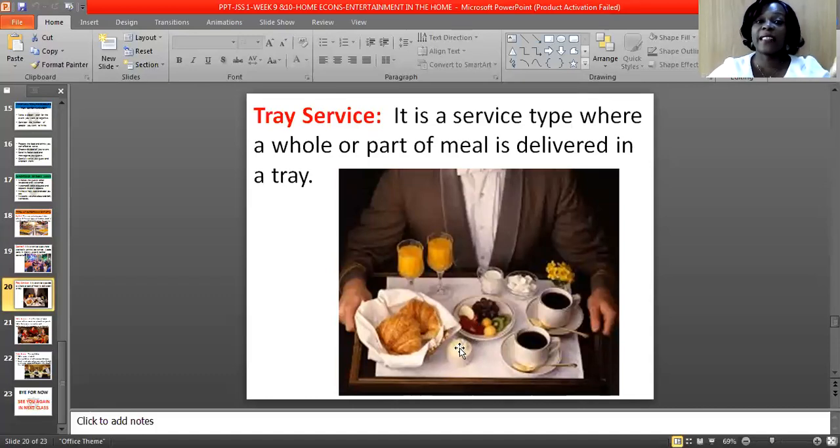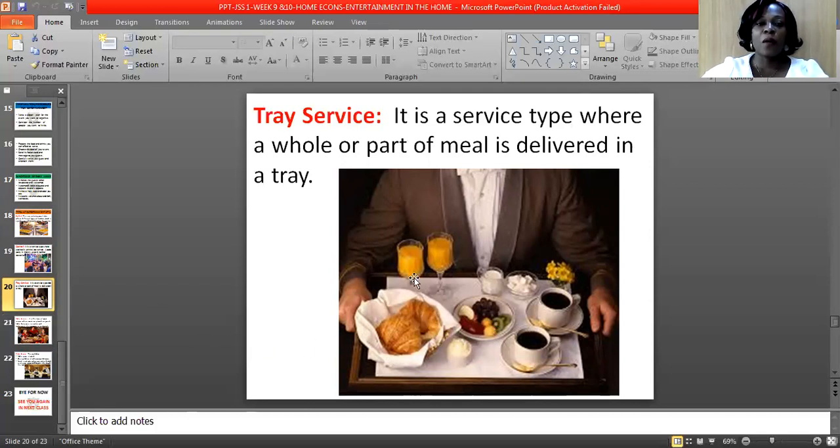Now, it is a service type where a bowl or part of meal is delivered in a tray. Do you understand? That is exactly what this man is showing here. I hope you are with me.